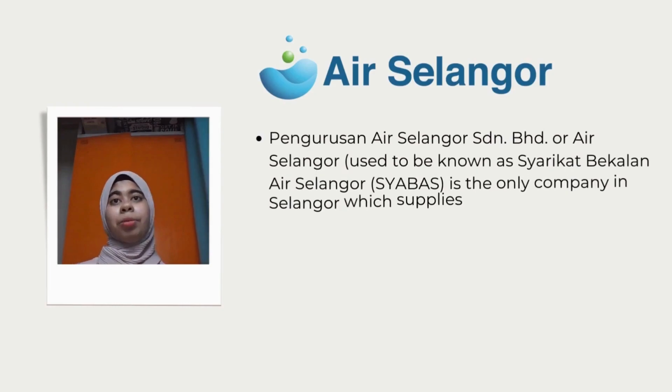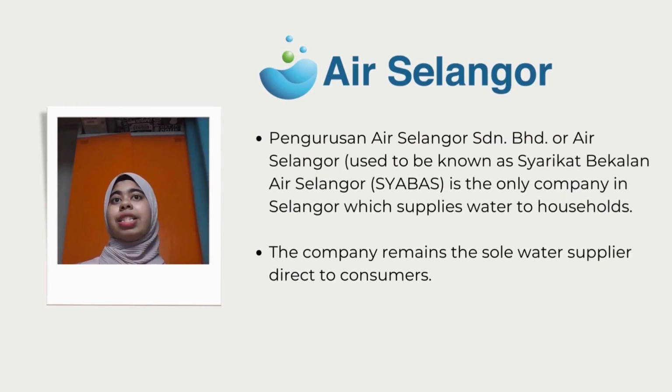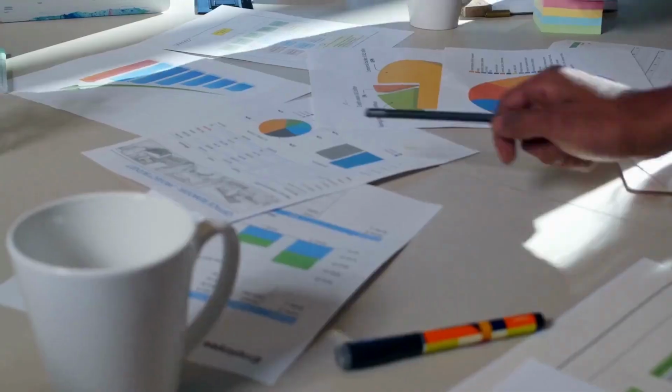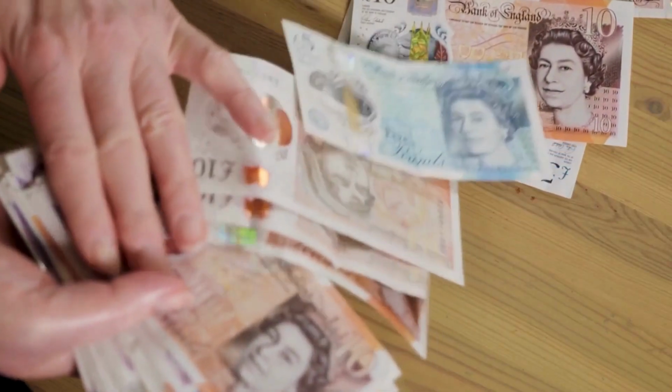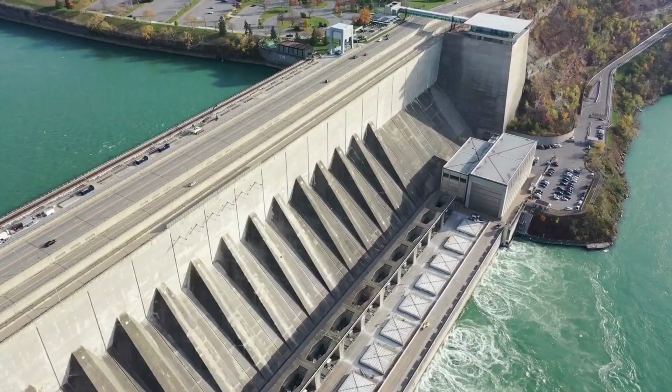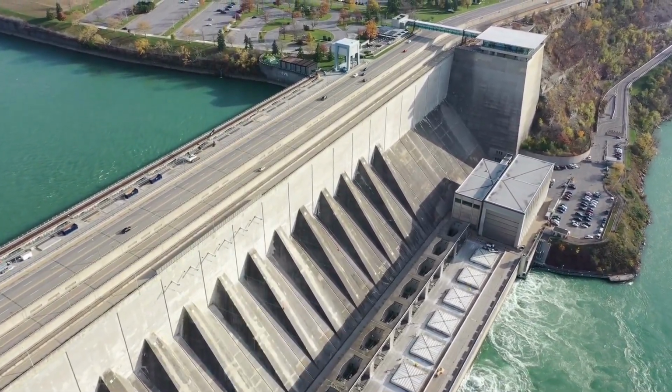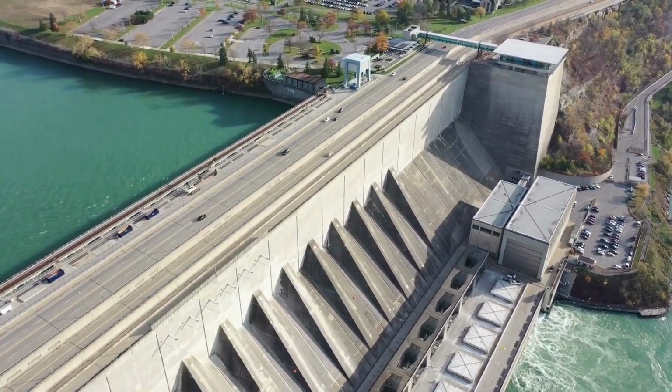Another example of pure monopoly in Malaysia is Air Selangor. Pengurusan Air Selangor Sdn Bhd, or Air Selangor, which used to be known as Syarikat Bekalan Air Selangor, Syabas, is the only company in Selangor which supplies water to households. The company remains the sole water supplier direct to consumers. To start its business as a monopoly, Air Selangor is required to invest a huge amount of capital, mainly for the startup of water dams and water treatment plants.